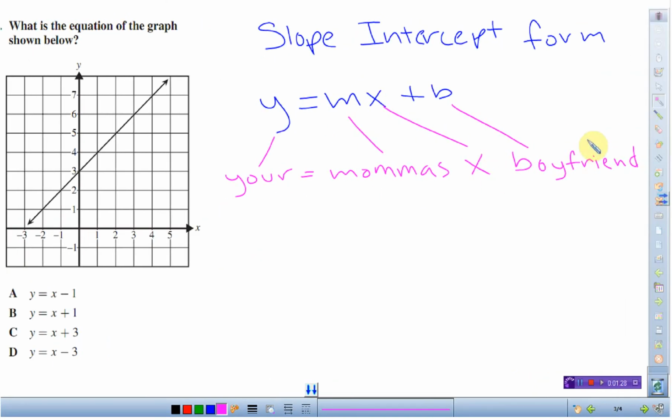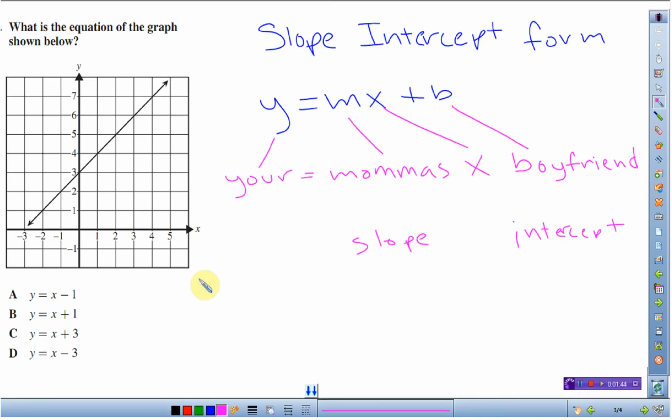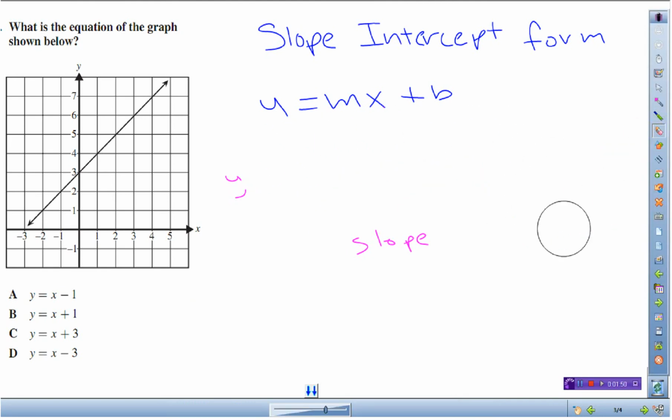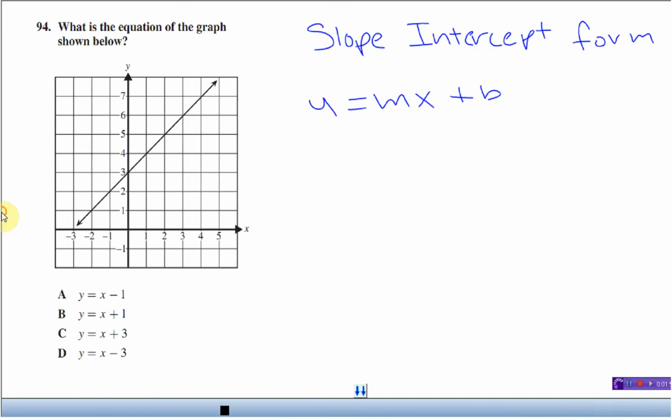And the boyfriend here corresponds to the intercept, and the M here is the slope, and the X and the Y, those are just my X and Y coordinates. So let's go ahead and try and apply that here to our new question. First, the boyfriend, that is the intercept.